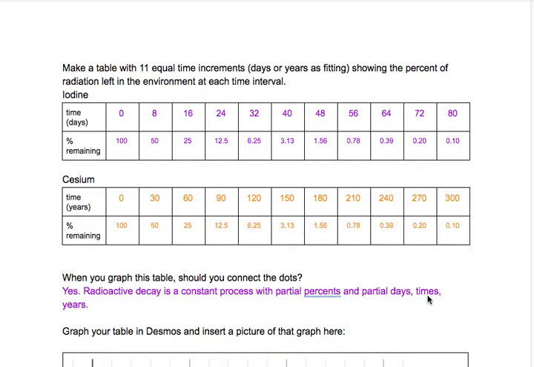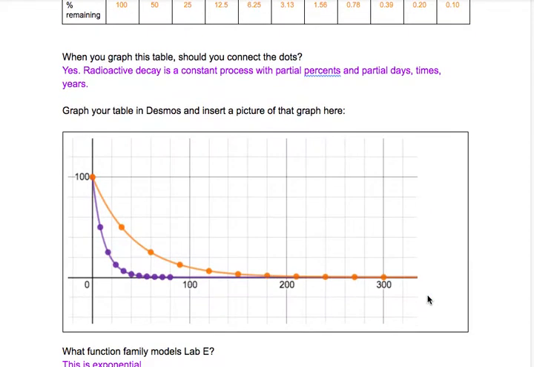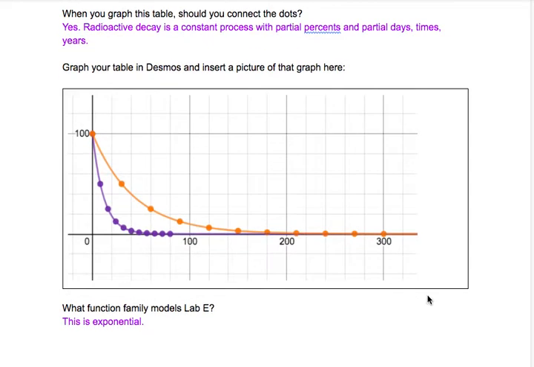So would we connect dots? Absolutely. This is a constant process, and you can have partial percentages and partial days, times, or years. It's continuously decaying. So I graphed each table in Desmos. So iodine's the purple and cesium is the orange. And these are both exponential. When you think about half, that feels like a multiplication or division kind of thing. This really is exponential. You may have said inverse, but trust me on this one, it's exponential.